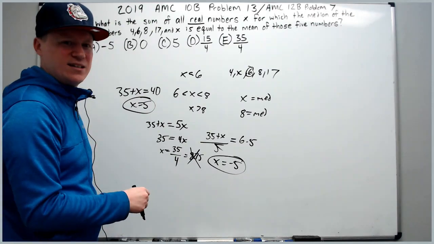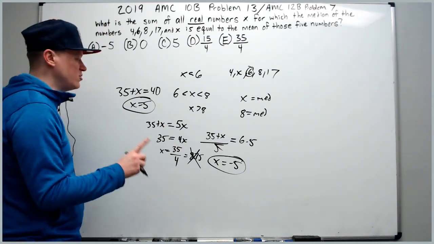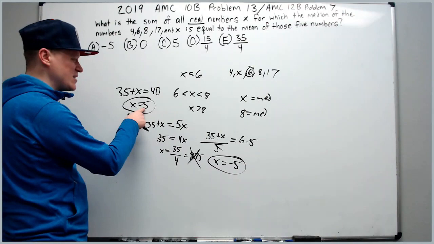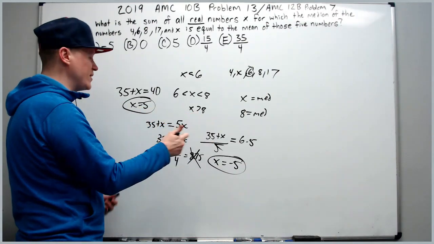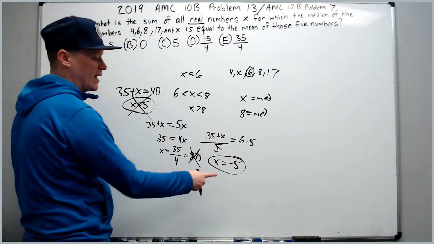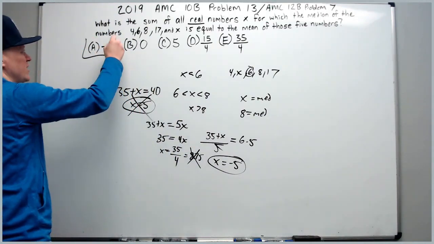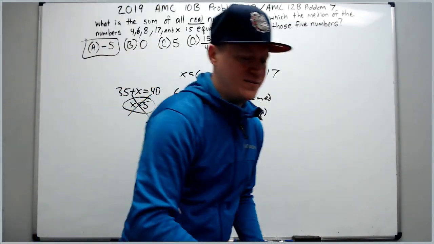I got it. I'm so good. And then you're going to get it wrong. Don't do that. Make sure you're checking. Is 5 greater than 8? Well, no, it's not. So that doesn't actually work. And the only possible solution is negative 5.